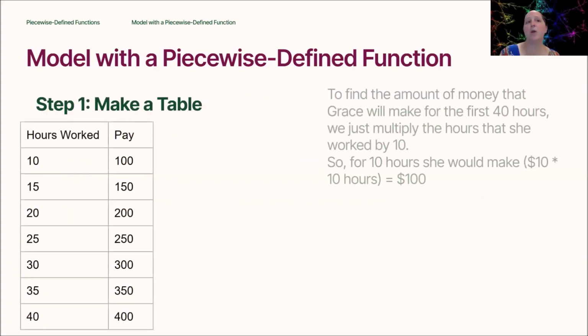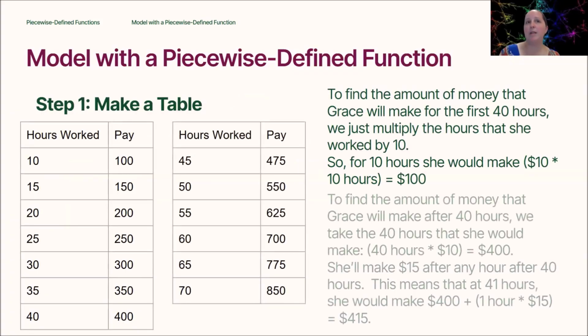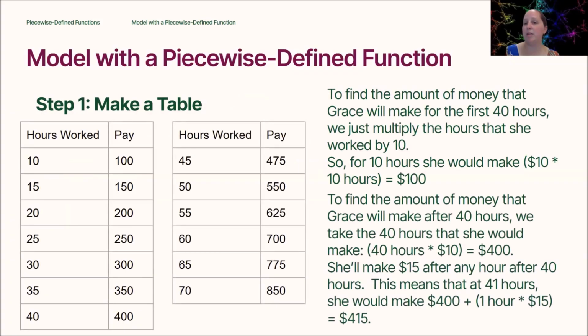Okay, so the first thing that I want to do is make a table, because by making a table, I can visually see how much money she's making. If she works 10 hours, she gets paid $100 because it was $10 per hour for 10 hours. So $10 times 10 gives me the 100. For 15 hours, she gets 150, and so on and so forth, until she gets to 40. Anything above 40 hours a week, she makes time and a half for.